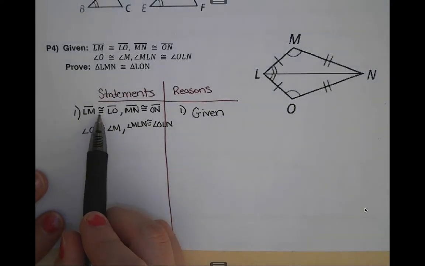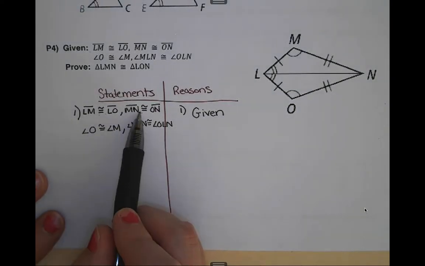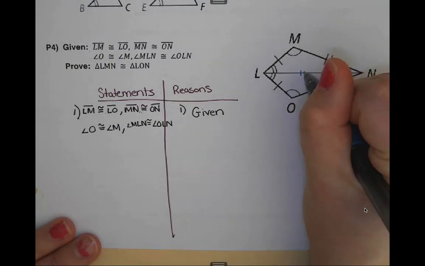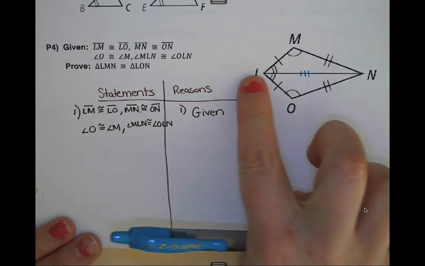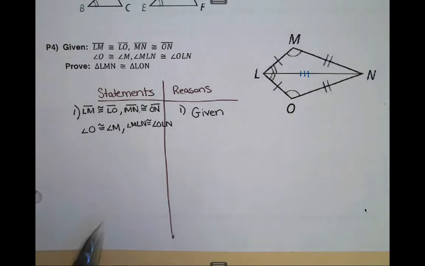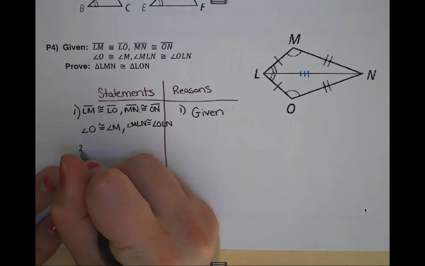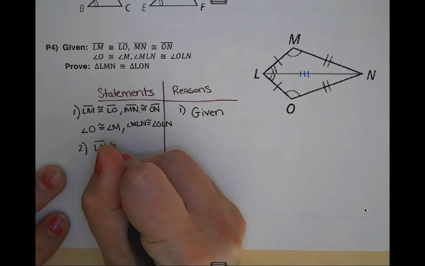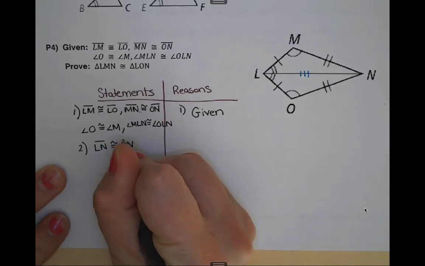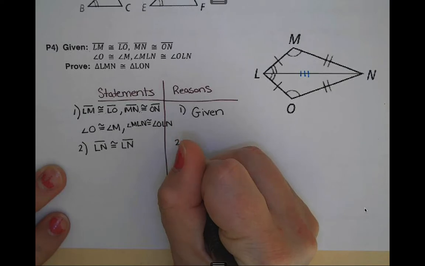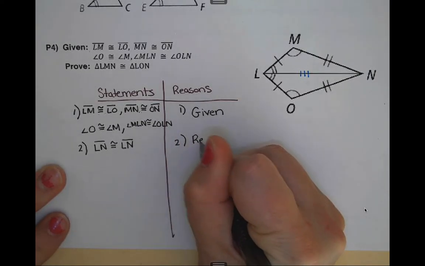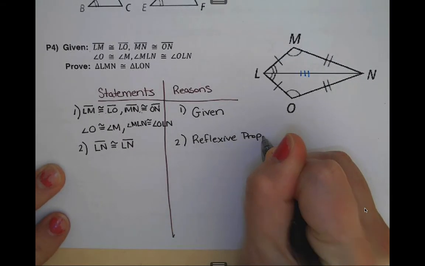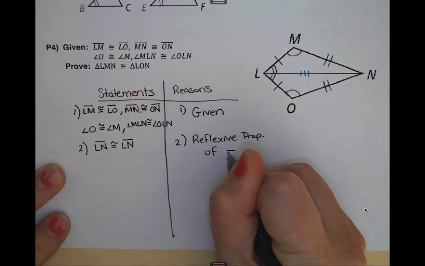The given information has identified 2 pairs of congruent sides. What about our third pair of congruent sides? Right, I'm going to mark this segment LN right there with 3 slashes, right? And I'm going to say that segment LN is congruent to itself. When the triangles share a side, those sides are congruent to each other, and this is the reflexive property of congruence.